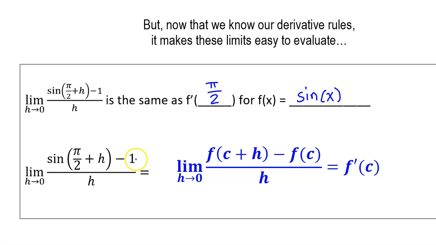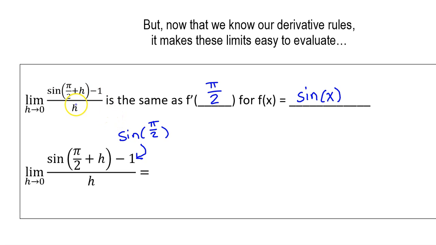If you're curious why there's a 1 here instead of f at c, that's because f at c in this case would be sine of pi over 2. And guess what? Sine of pi over 2 is 1.